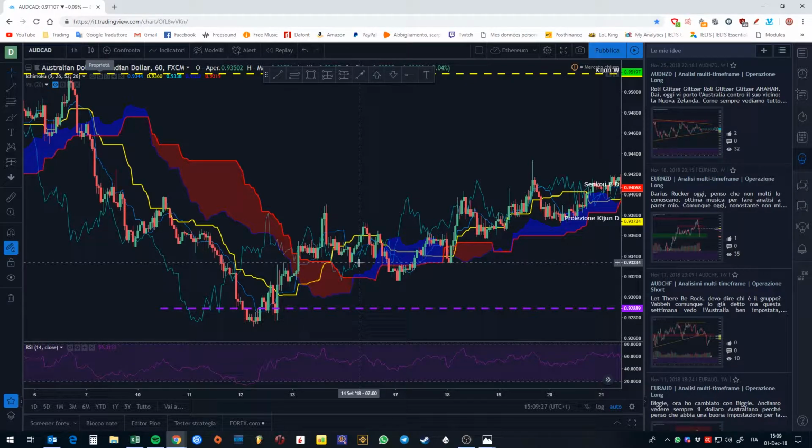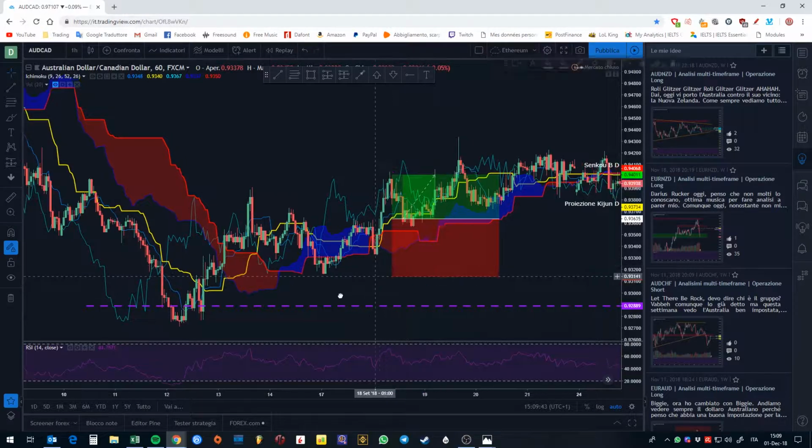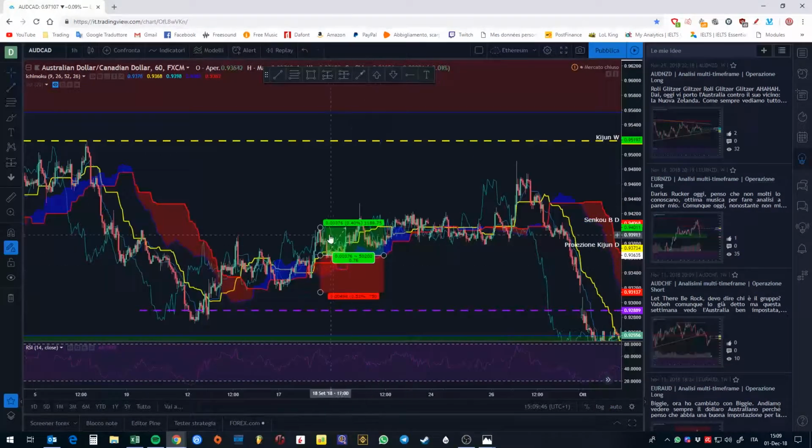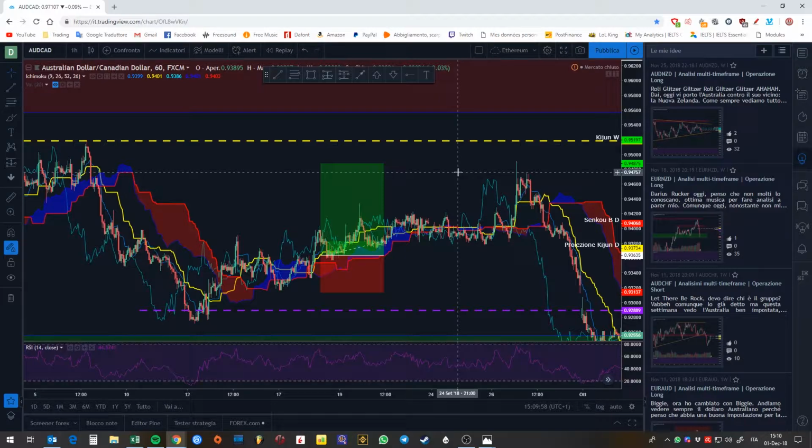But I could have waited. I could have waited so much here. Could have waited for this break here, and then the retracement, placed a long position here with a stop loss here and go up here, because I remember that I went out on this wick here. So I have to wait, I have to be patient. Yes. But also this entry point is not bad. Or this one here, it's not bad.